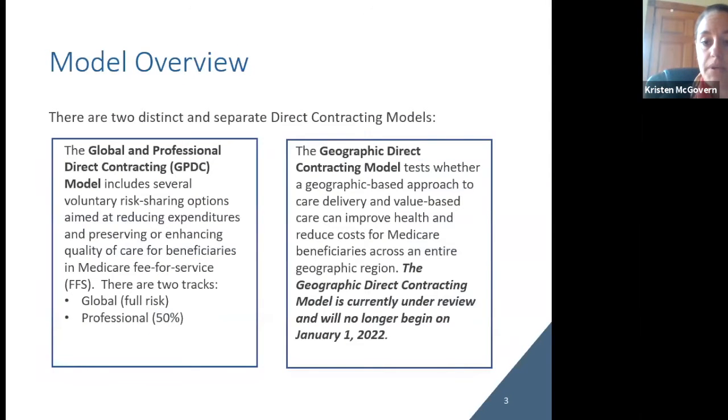As mentioned, I'm Kristen McGovern with Sirona Strategies. I will be serving as the moderator and we'll kick things off by leveling, because there are so many actions.